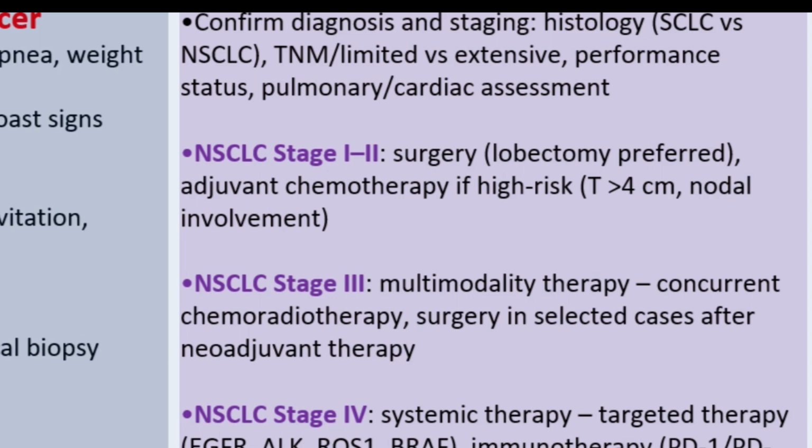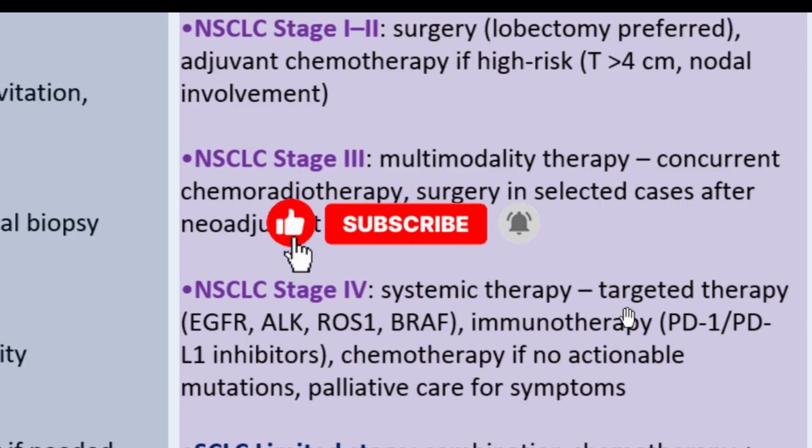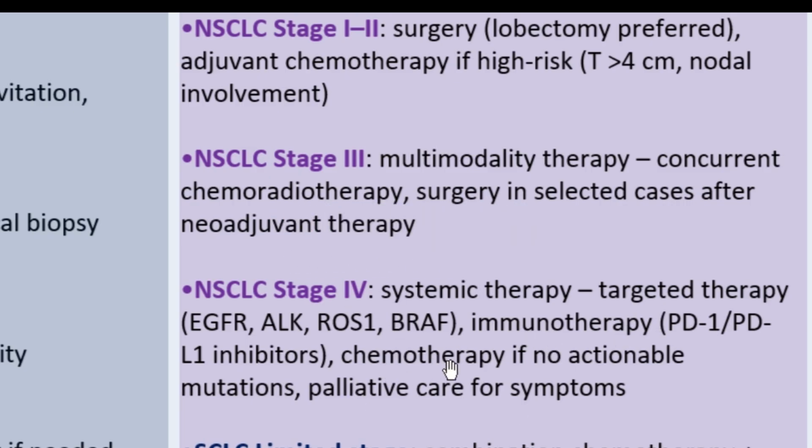Then for non-small cell lung cancer, if we are in stage 4, mostly we go for systemic therapy, and that is targeted therapy using the EGFR, ALK, ROS1, BRAF, and immunotherapy. Chemotherapy can be done if there are no actionable mutations. That is the targeted therapy, and then we do palliative care for symptoms.